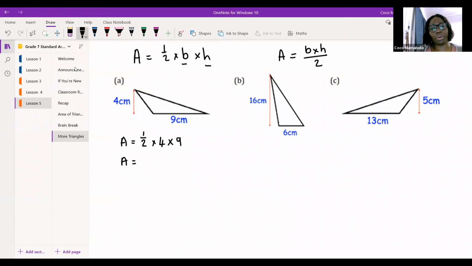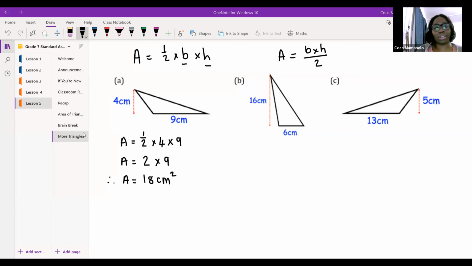What's half of 4? 2. And then I'm going to multiply that by 9. Yes. And then therefore the area is equal to, what's 2 times 9? 18. And then what do I need to write? Centimeters squared. Excellent. Done. Well done. Amazing stuff. Great stuff, Emmanuel.